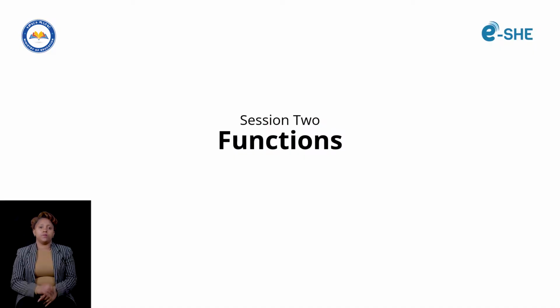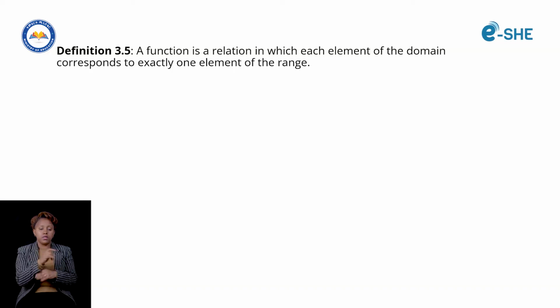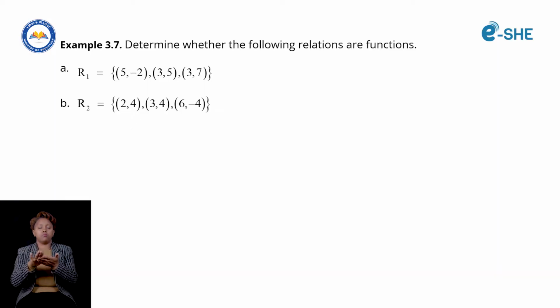Today we're going to discuss functions. As you know, previously I have discussed relations, and the special types of relations will be the point of discussion for today's session. A function is a relation in which each element of the domain corresponds to exactly one element of the range. In relations, elements can be related in different forms, but for a relation to be a function, there must be a correspondence with exactly one element of the range. We will see more examples to clarify what that means.